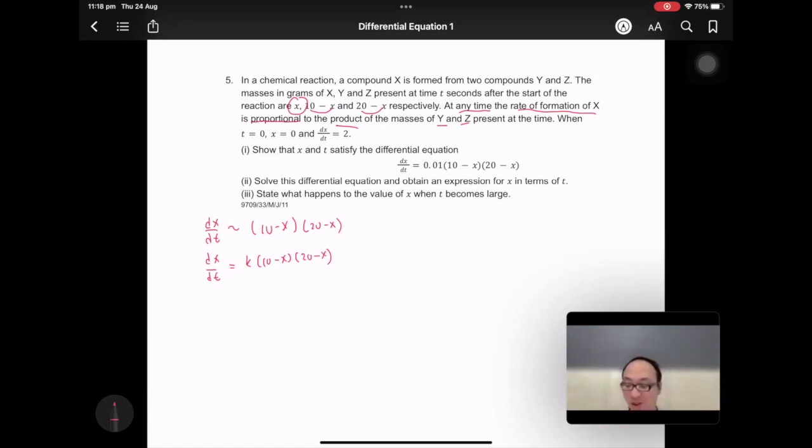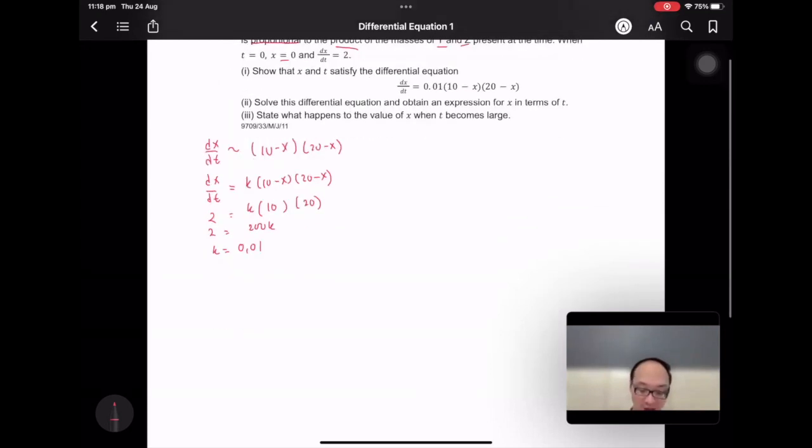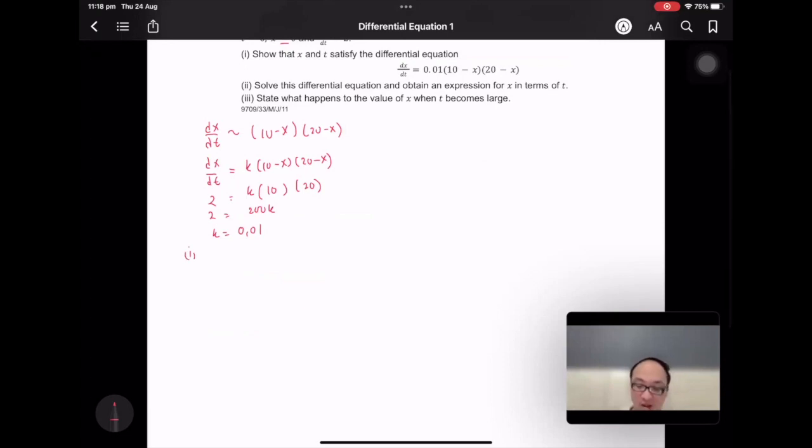Now we have to find the k. We put the information 20, 0, x 0, and the dx/dt is 2. So 2 equals k times (10 minus 0)(20 minus 0). So 2 equals 200k. So k equals 0.01. So for the first one, dx/dt equals 0.01 times (10 minus x) times (20 minus x). Shown, yeah?